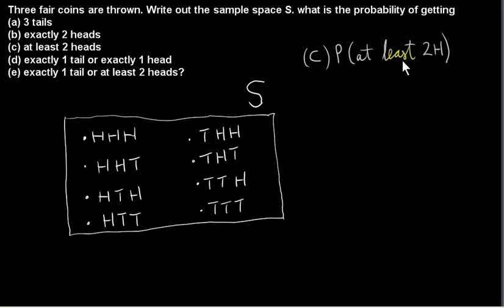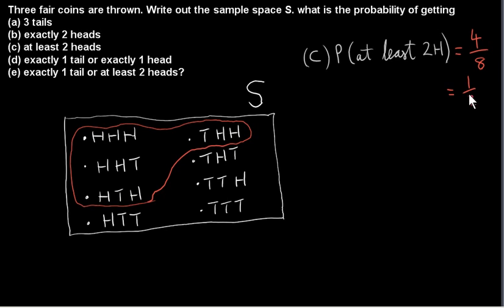Now let's look at the probability of getting at least 2 heads. Let's look at the outcomes that consist of at least 2 heads. Well, it's all the outcomes of the previous part plus the outcome consisting of 3 heads. So here it is. At least 2 heads means 2 heads or 3 heads. And we can see that there are 4 elements in this set. So the answer is 4/8, which is 1/2.